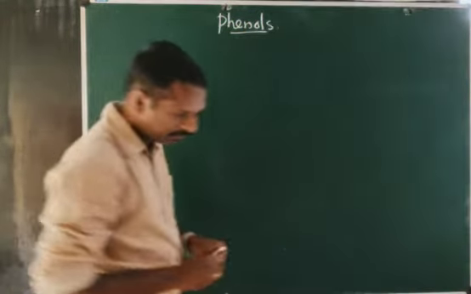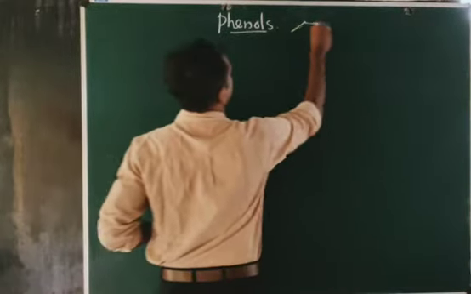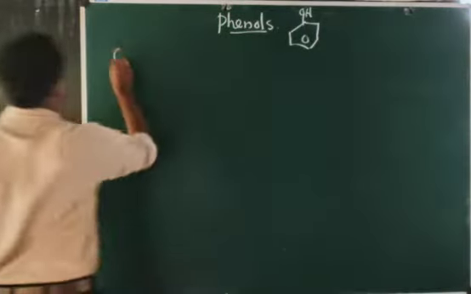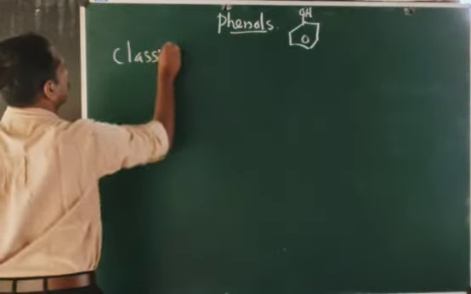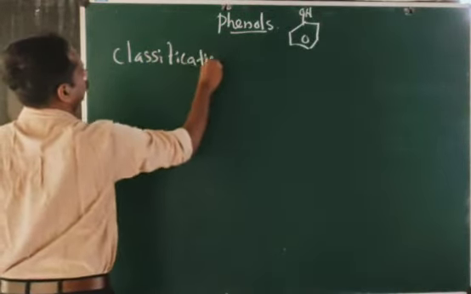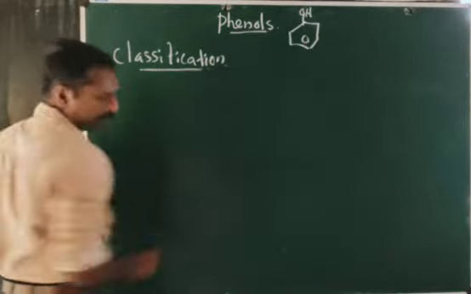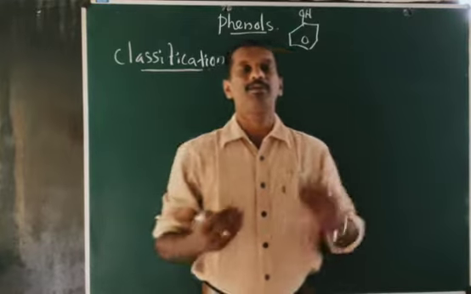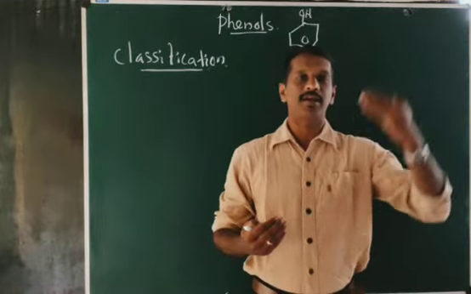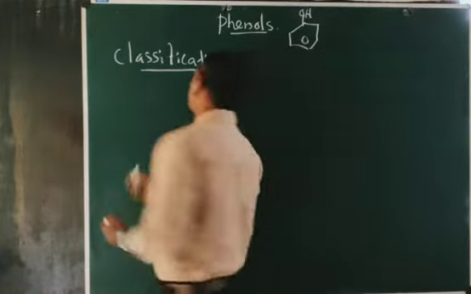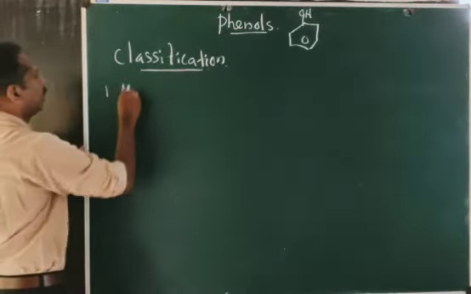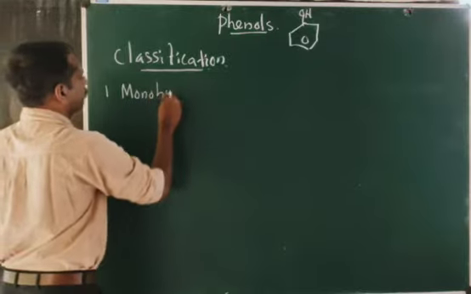Phenols. As you know, this is the structure of phenol, and the first topic is classification of phenol. Based on the number of OH groups present in the phenol, phenols are classified into three: monohydric, dihydric and trihydric. First one is monohydric.